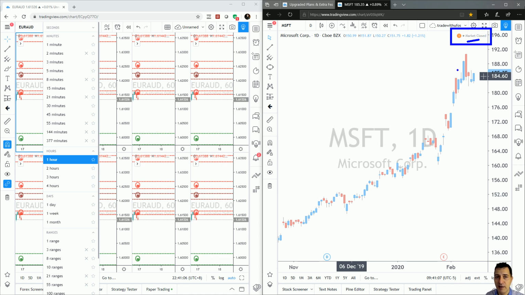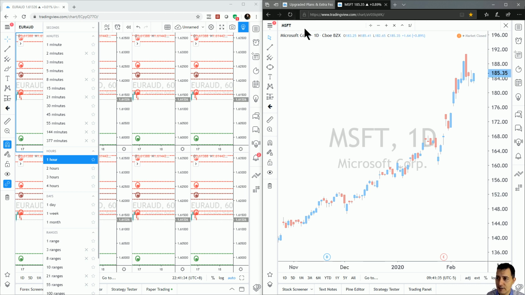During market hours, if you are charting a market that you have not subscribed to for real-time market data, then it will say delayed. So how do you know if it's real time or not? You just look at the upper right and you will know what you've got in your hands.